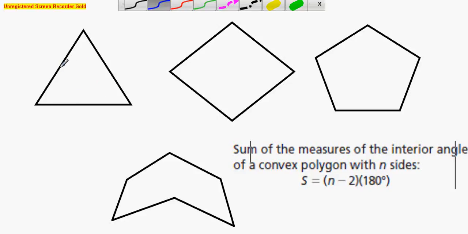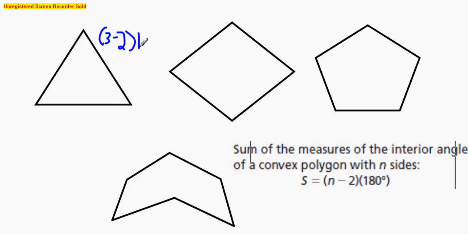So a triangle has 3 sides, so we're going to do right over here 3 minus 2 times 180. And so 3 minus 2 is 1, and 1 times 180 is 180, so that works. Okay, 180 degrees. So the next one here, I said earlier it should be 360, but again, let's try it. This is a quadrilateral. It's got 4 sides. So we're going to do 4 minus 2 times 180. And so 4 minus 2 is 2, and 2 times 180 is 360. Okay, and so that's what we wanted.